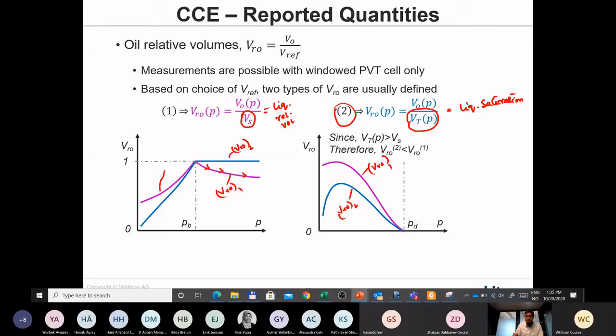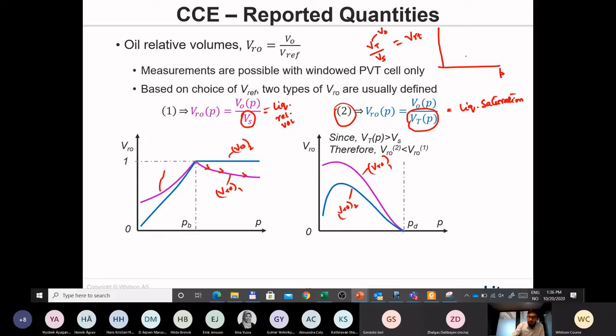And you can also see it from this. If I plot, for example, this VRT versus pressure, that's the relative total volume. Again, relative total volume is just the volume in the PVT cell divided by the volume at saturation pressure, and we know VT is equal to VO, that's VO at pressures higher than the saturation pressure.